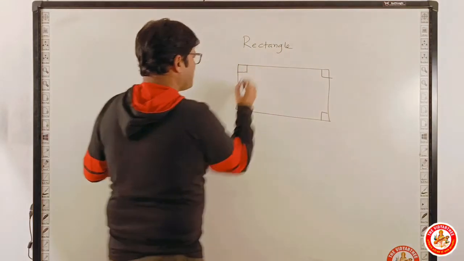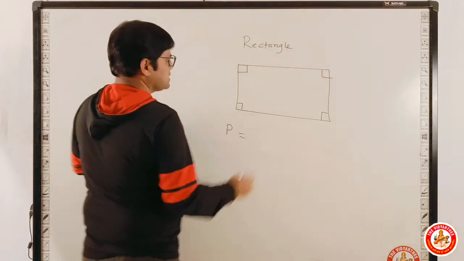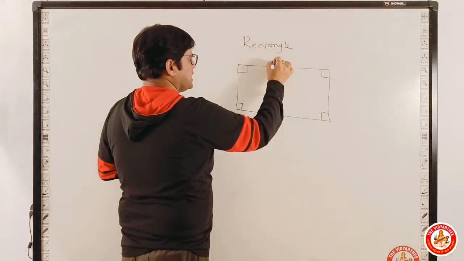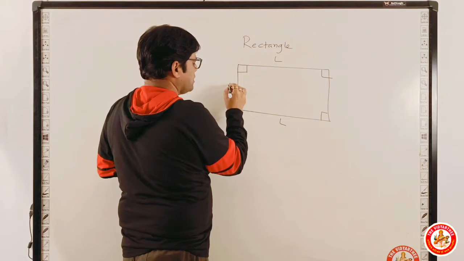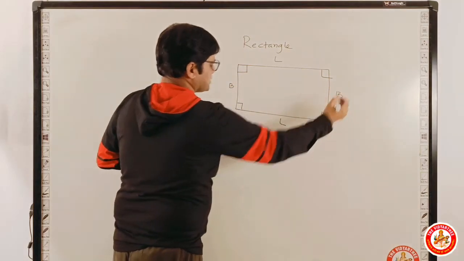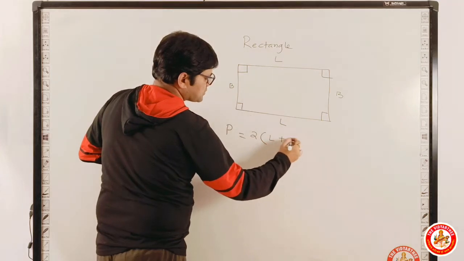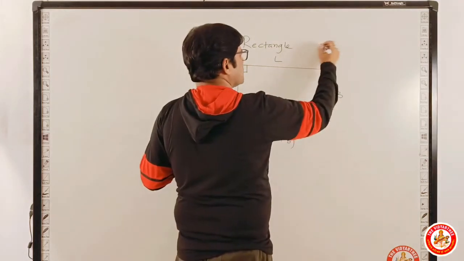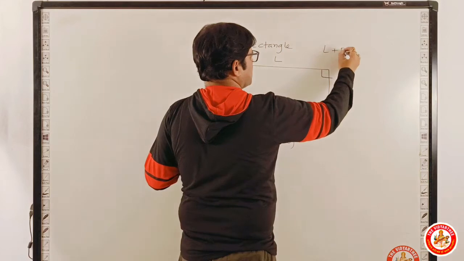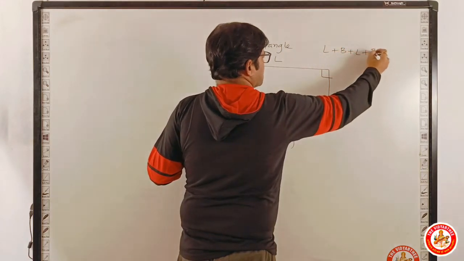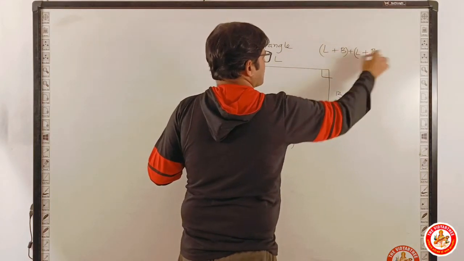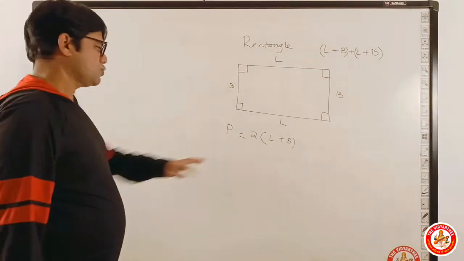So what is the perimeter of a rectangle? It is the sum of opposite sides. This is called length and this is called breadth in case of a rectangle. So what is the perimeter? It is 2 times of L plus B. Can we see clearly? If you calculate the perimeter, it will be L plus B plus L plus B. Since it is 2 times, we take this as 2 times of L plus B.